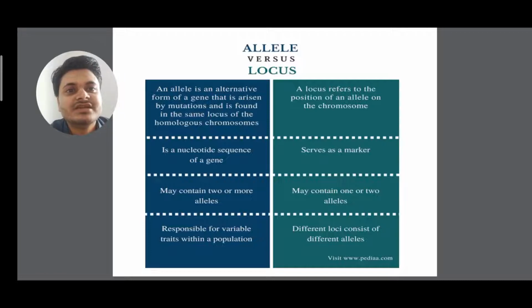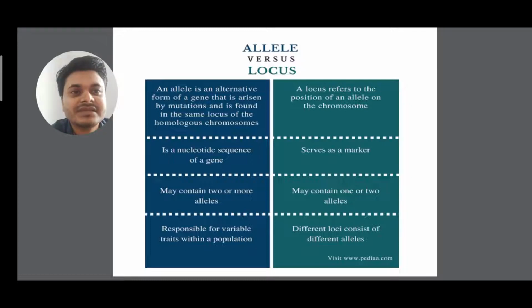So next, what is the difference between allele and locus? See, an allele is an alternative form of a gene that has arisen by mutation and functions in the same locus of the homologous chromosome. Clear? And what is a locus? A locus refers to the position of an allele on a chromosome. So where the positions of alleles are in a chromosome, that is a locus. An allele is a nucleotide sequence of a gene, and this side, a locus is used as a marker. Clear?